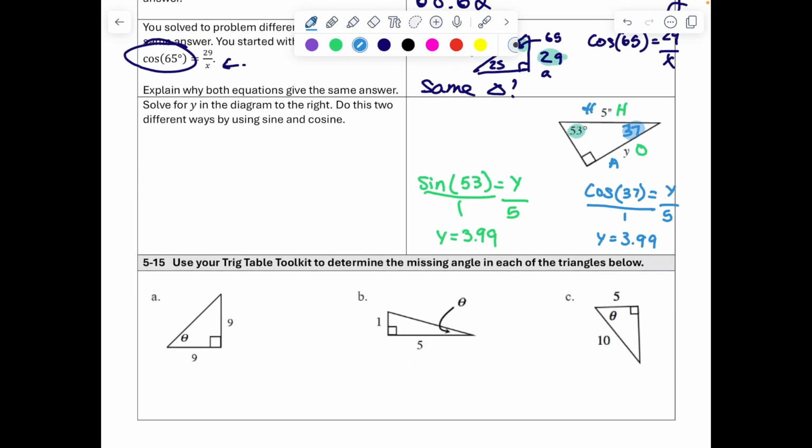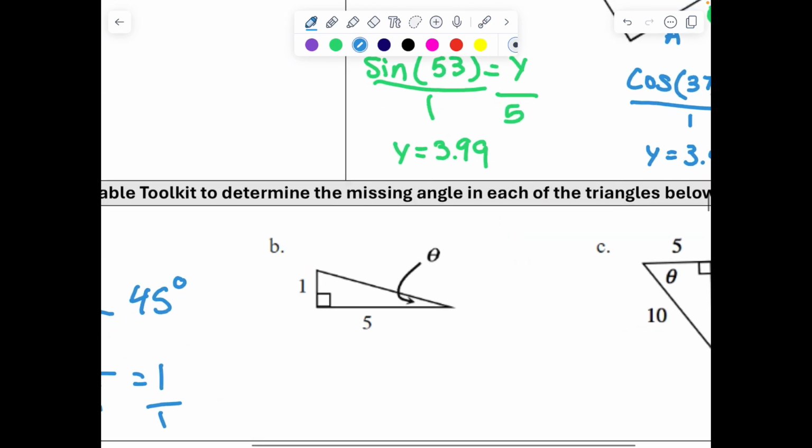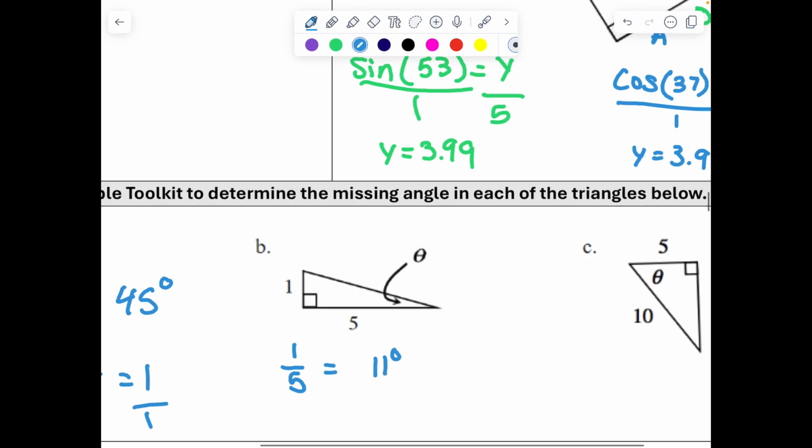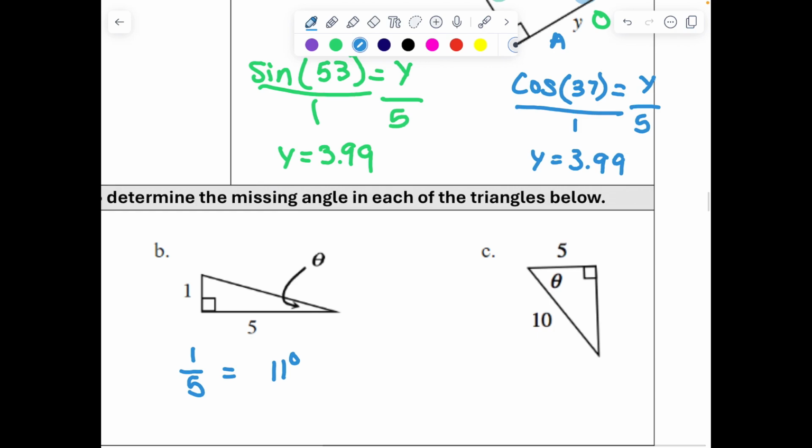So we're going to use our trig table toolkit to determine the missing angles. 9 over 9. That was a ratio of 1 over 1. I remember that's a 45-degree angle. 1 over 5, I remember that was an 11-degree angle. And then our 5, oh, we have to reorient this triangle, don't we?